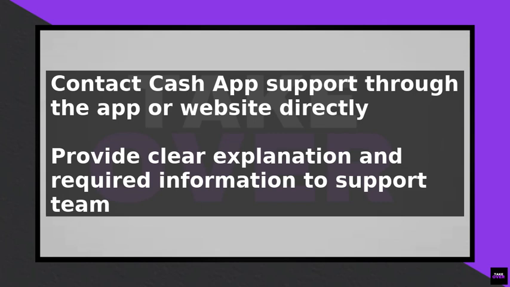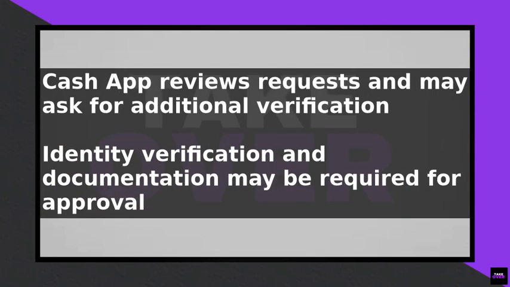When you contact Cash App support, provide a clear explanation of the issue and the reason you want to reopen your account. Be honest and provide any required information, such as your name, email address, and phone number associated with the account. Cash App will review your request and may ask for additional information or verification to ensure the account is secure. If your account was closed due to suspicious activity, you may need to verify your identity and provide documentation to prove your identity.